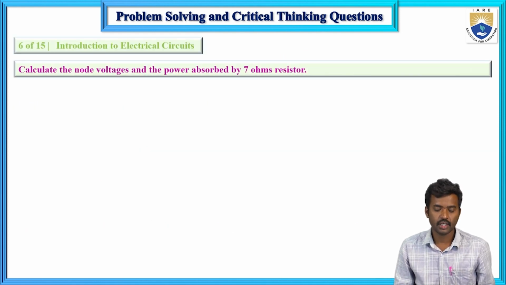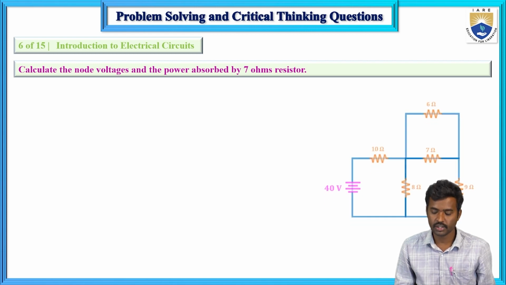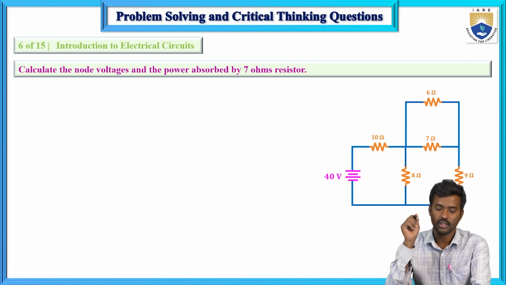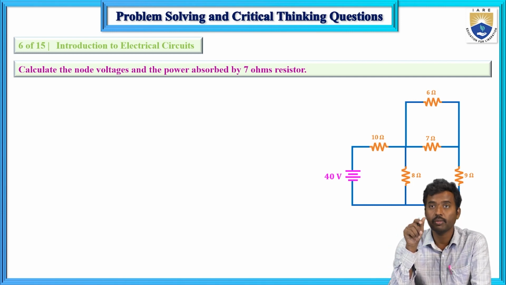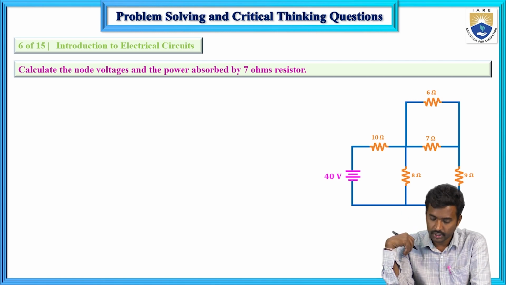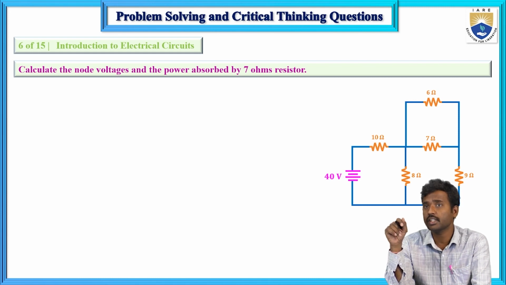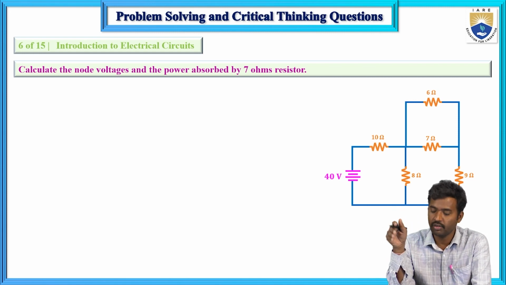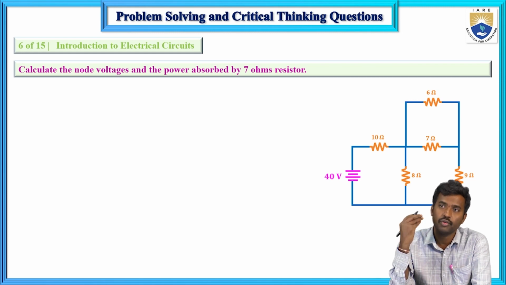Now, node voltages. Calculate the node voltages and the power absorbed by the 7 ohm resistor. Here this is the resistor. Node voltages means that from nodal analysis we can determine the voltage. We can determine the current flowing through each resistor, the voltage across each resistor, and we can determine the power. If you know the resistance, which we already have, and you know the current and voltage values, we can determine the power value.